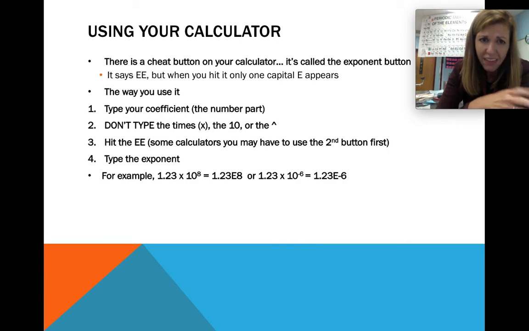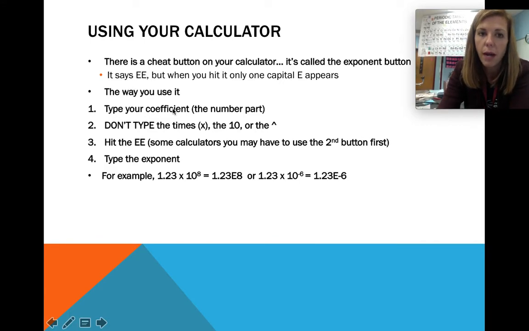So there's a cheat button on your calculator. It has 2 capital E's. It is not a lowercase e. That's an inverse of a natural log, and don't touch it until you get to higher math. What we want is this double E button. And so the way you use it is you type in your coefficient as it's given, right? That's the number part. You don't type the times, the 10, or the little caret to make it an exponent. You just hit the E.